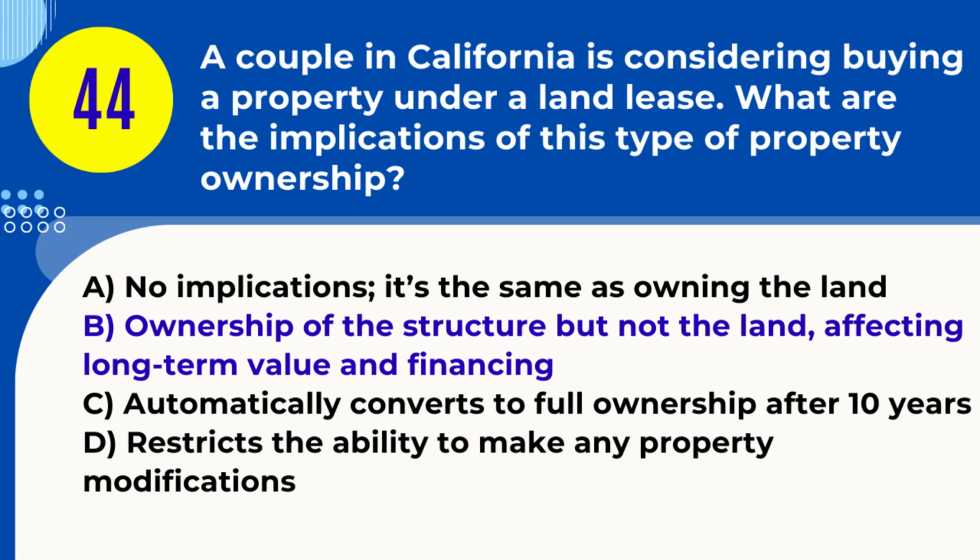Answer: B. Ownership of the structure but not the land, affecting long-term value and financing. Explanation: Buying a property under a land lease in California means owning the structure but not the land it's on, which can have implications for the property's long-term value and financing options.